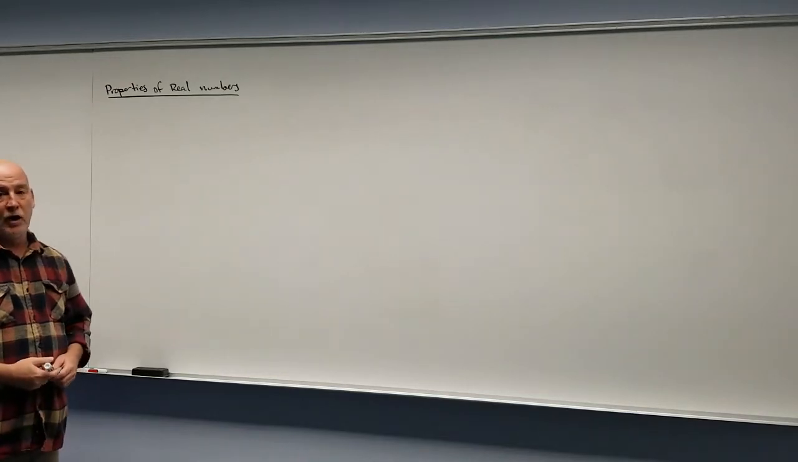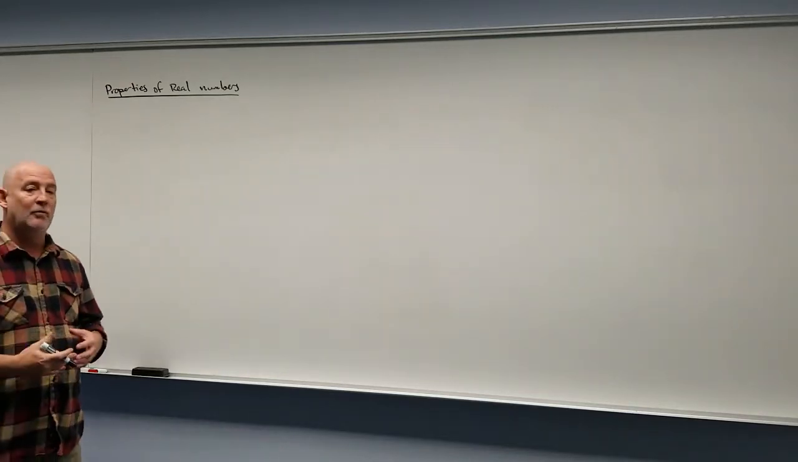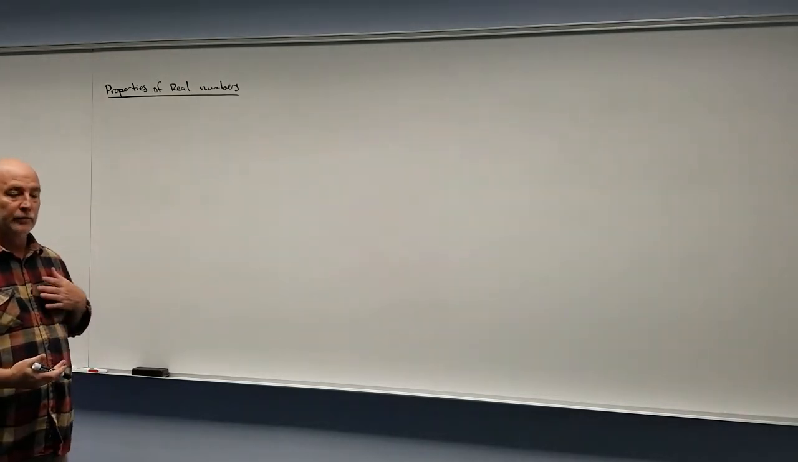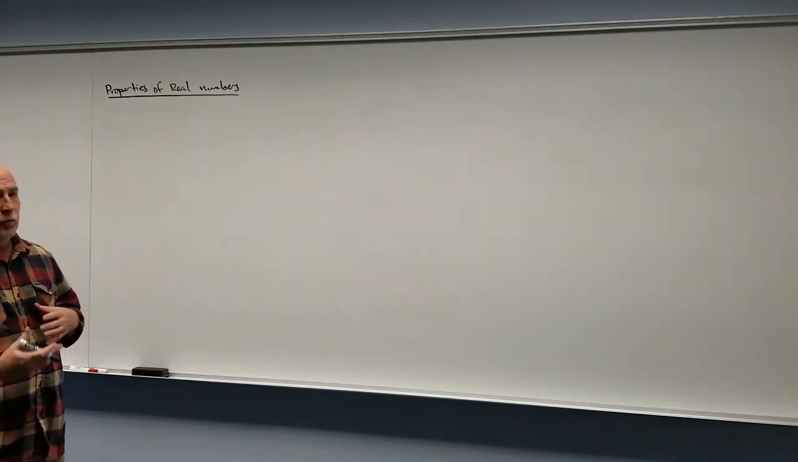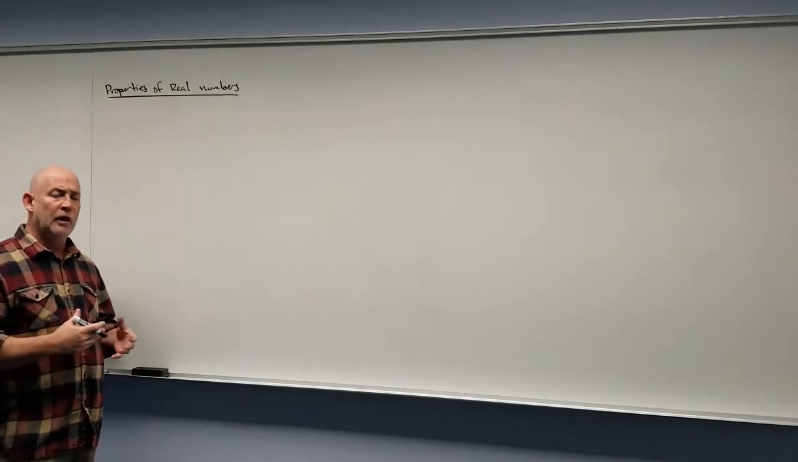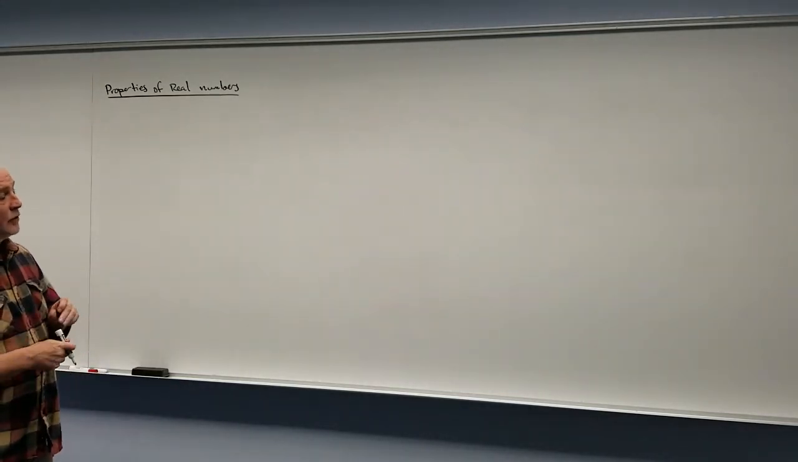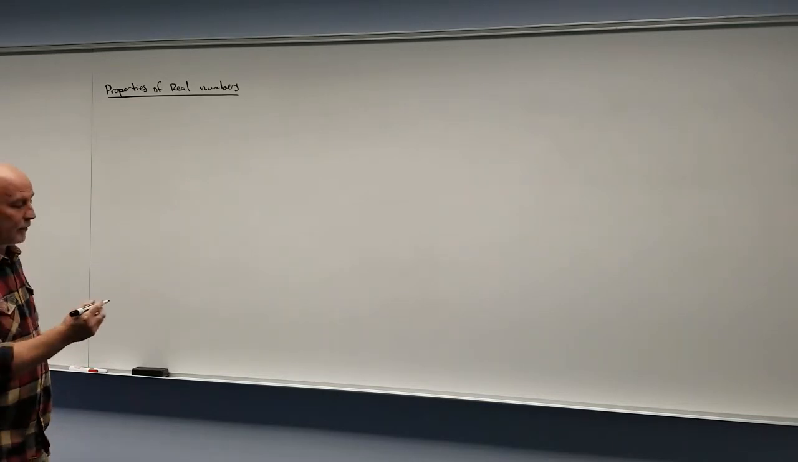Let's talk about the properties of real numbers. Now, what we mean by properties is what kind of things are you allowed to do with them? A lot of these we already know to be true, but we're actually going to just put some mathematical names on them. The first one is called the commutative property.